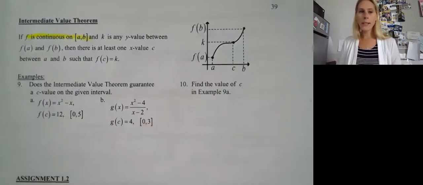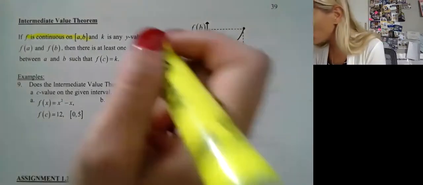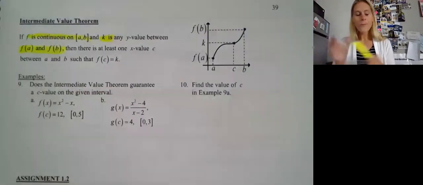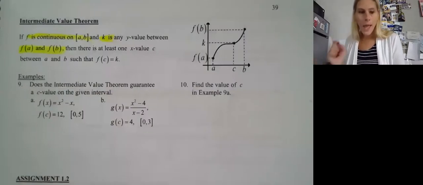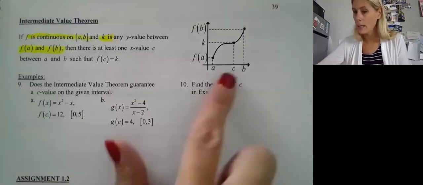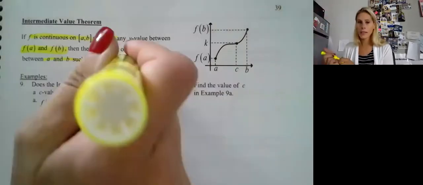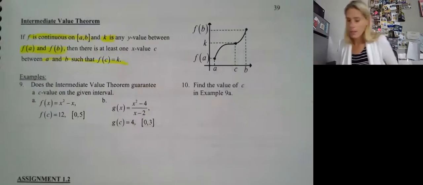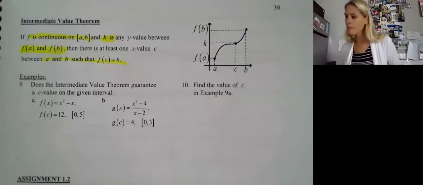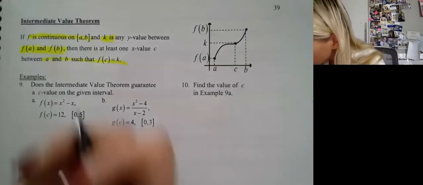So 1, it is continuous. 2, the K value has to be between F of A and F of B. If both of these happen, then there is at least one C value between A and B such that F of C equals K. So there are 3 things there that we need to go through. Describe the intermediate value theorem guarantee. So first we're going to check if F is continuous on the given interval. Let's check one at a time.